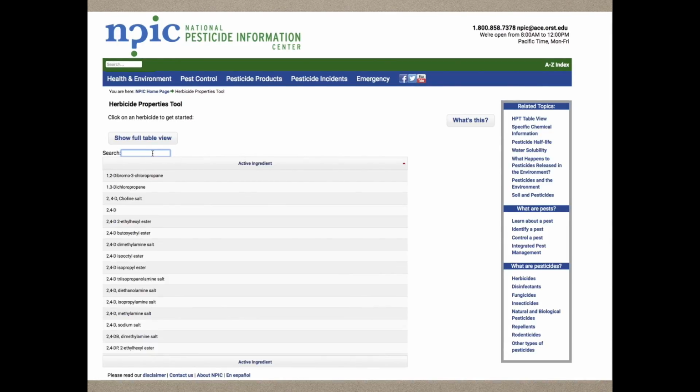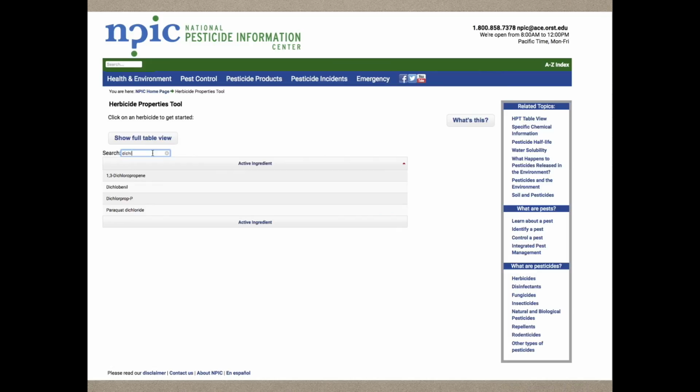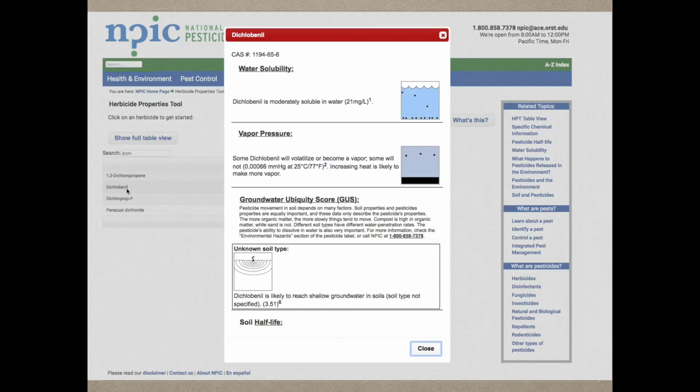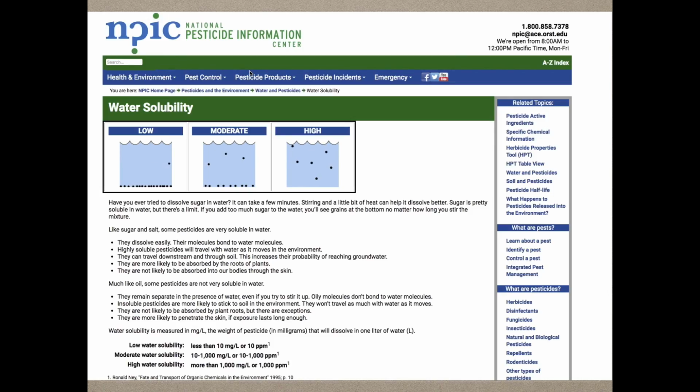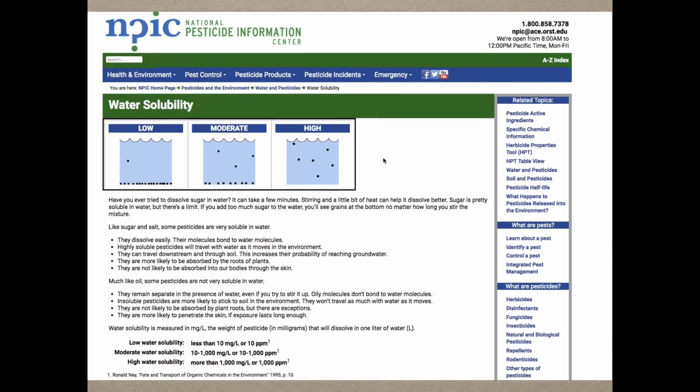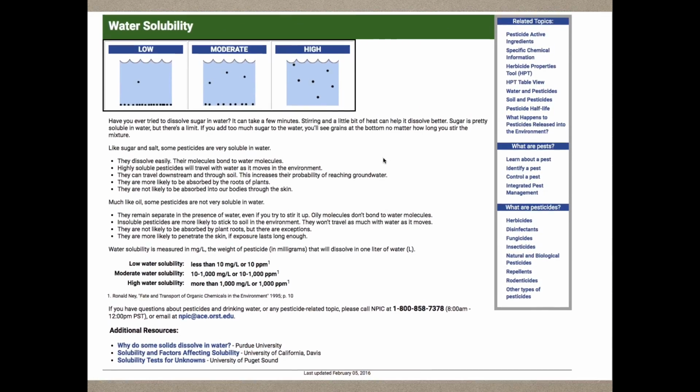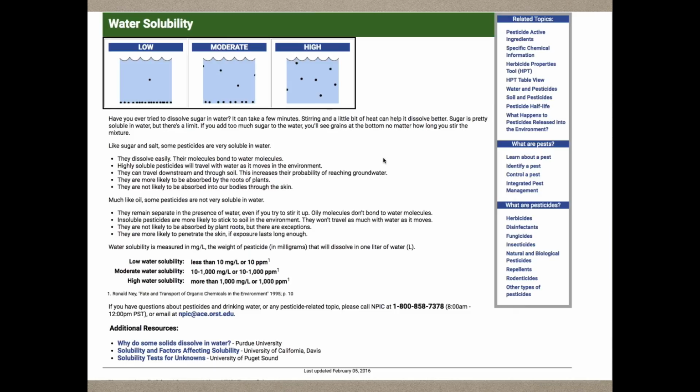Okay, so we go over here and we will enter it in. There it is. Okay, and we see water solubility, 21. Let's find out more about what that means. What does that term mean? Okay, and so we come up with our web page on water solubility. We have explanation, we have ranges.